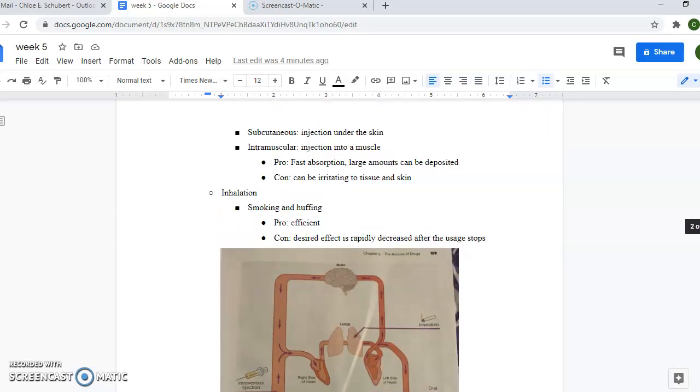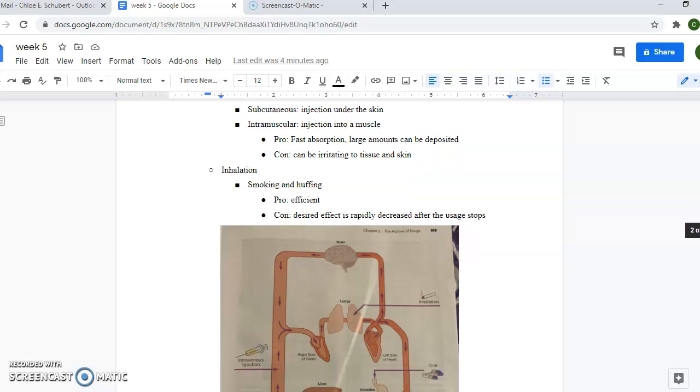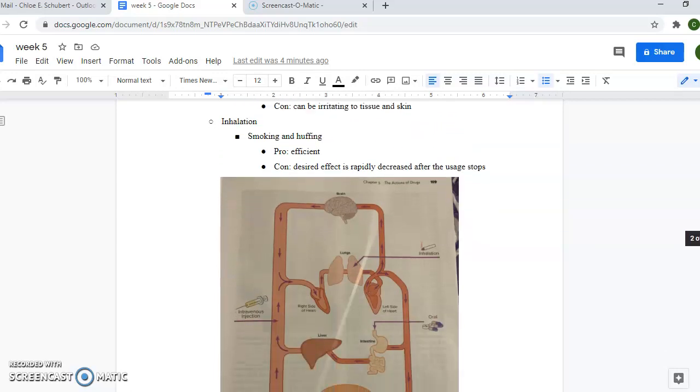Subcutaneous injection is under the skin, and intramuscular injection is injection into a muscle. Both of these have fast absorption and large amounts can be deposited, but it can be irritating to the tissue and skin around that area. Inhalation is smoking and huffing. The pro of this is that it is efficient, and the con is the desired effect rapidly decreases after the usage stops.